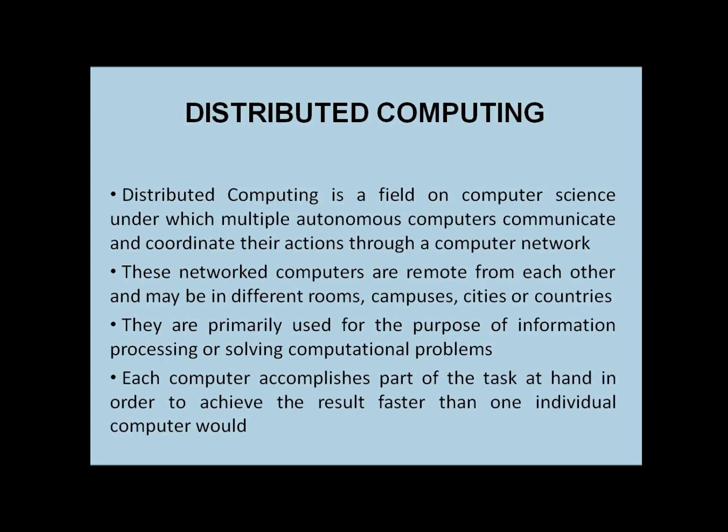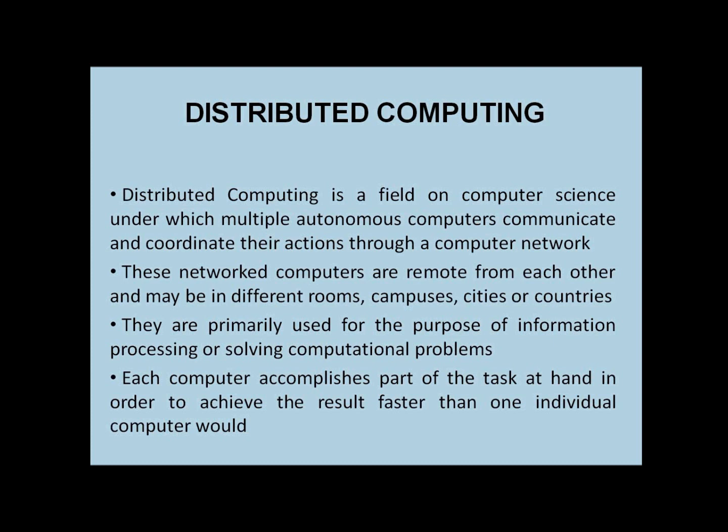Now we're going to talk about distributed computing. A distributed system is a system whose components are located on different networked computers, which then communicate and coordinate their actions by passing messages to one another. The components interact with one another in order to achieve a common goal.